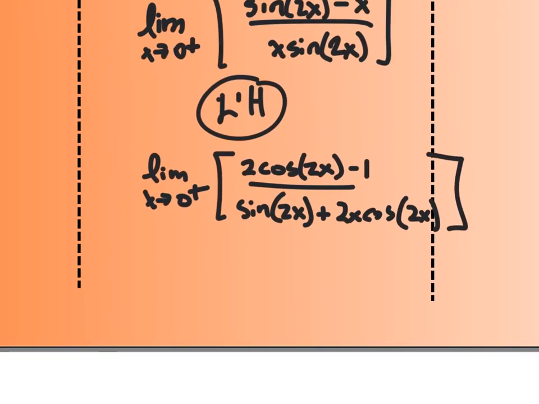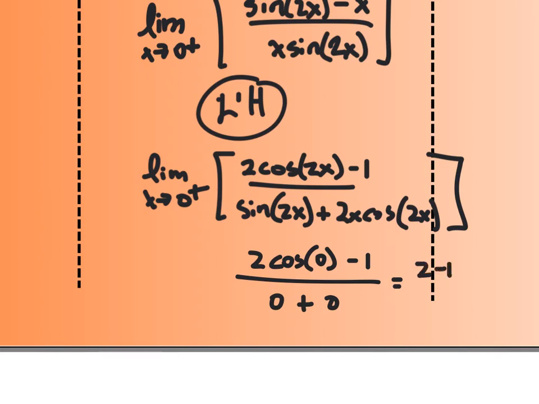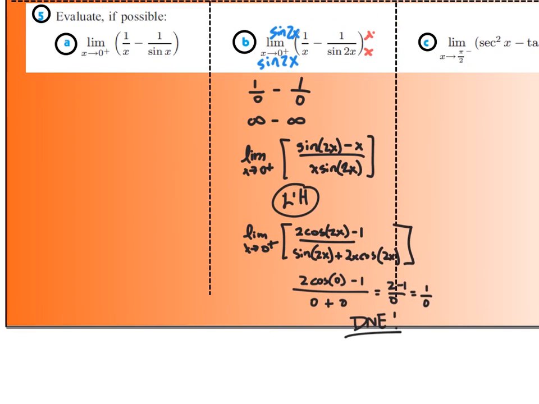Alright, so let's do a direct substitution here. That'd be 2 times the cosine of 0 minus 1 over, well, if I plug 0 in here, sine of 0 is 0, plus 0. Therefore, 2 cosine of 0 is 2, minus 1, over 0, which looks like I get 1 over 0, which means that this limit does not exist. So I used L'Hopital's Rule. It just didn't work out for me, but that's what it is, right? Sometimes that happens. Alright, let's move on and try another one.